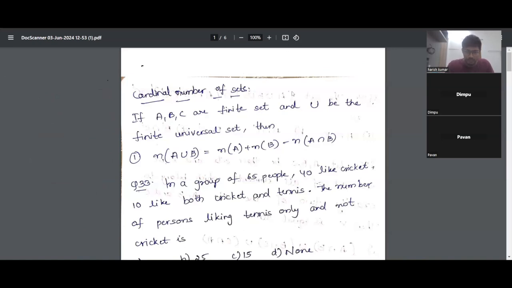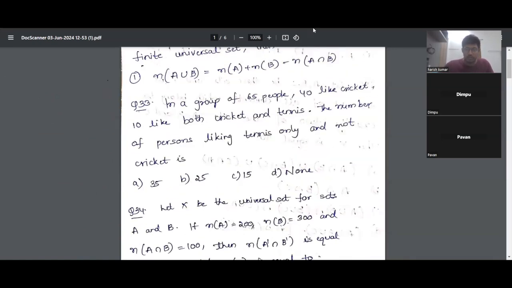In a group of 65 people, 40 like cricket, 10 like both cricket and tennis. The number of persons liking tennis only and not cricket is, right? 35. Okay. So total 65 people.